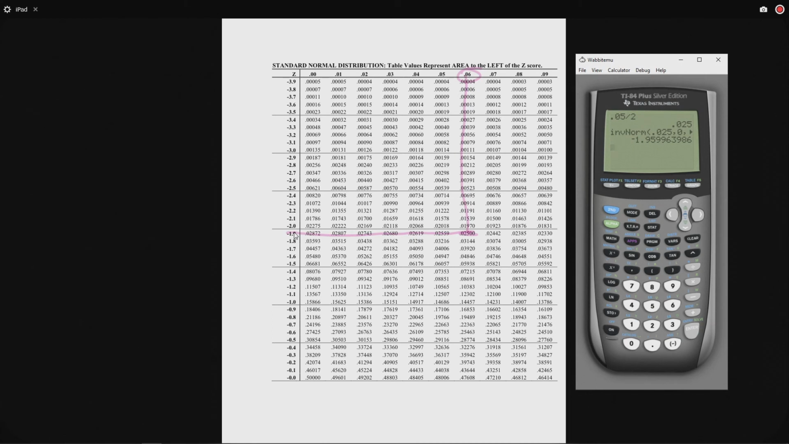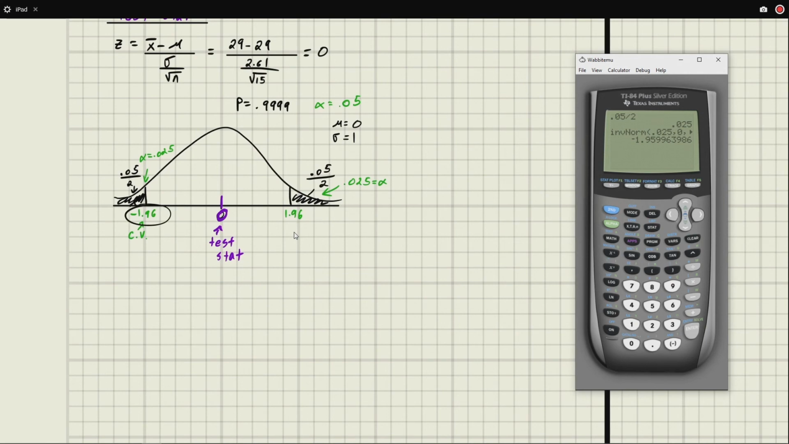If it's off by like one number at the very end, that's okay, because sometimes it's not directly on the chart, so you have to approximate. But you see we get the exact same z-score, or critical value, I mean. And this critical value is symmetric, so we can just plop the positive one on the other side.